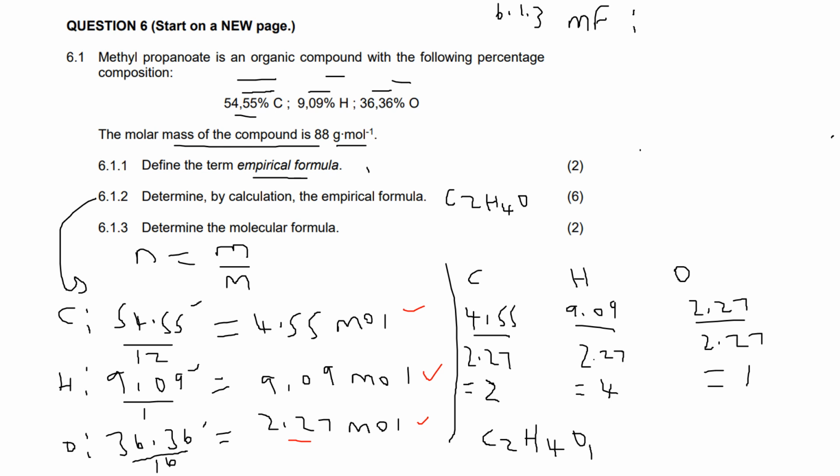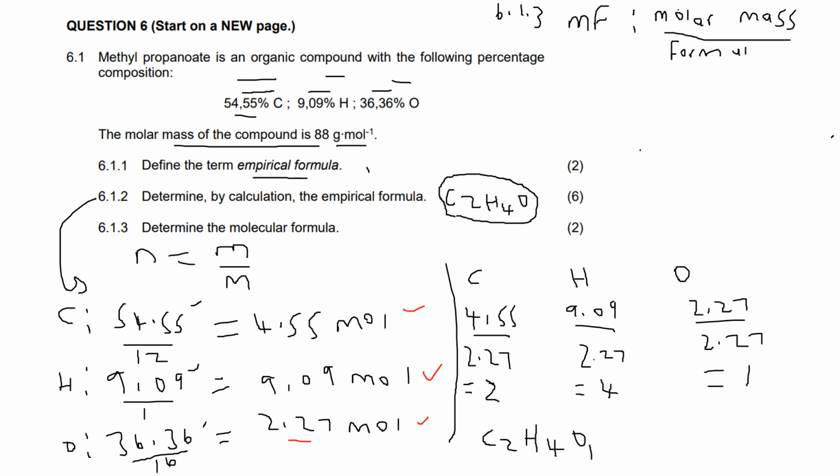To find the molecular formula, you just need to take the given molar mass of the compound, which they're going to give to us. So to find the molecular formula of a compound, you take the molar mass of the compound, then you divide that by, remember this is the empirical formula, the formula mass of that. I'll show you how to find it.